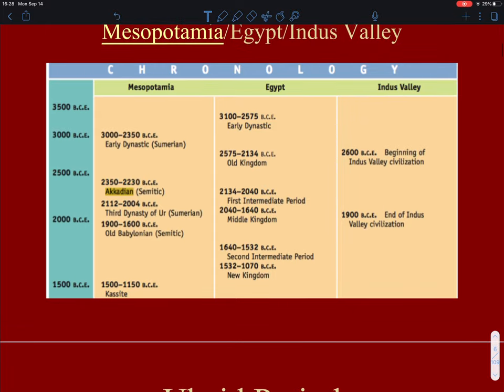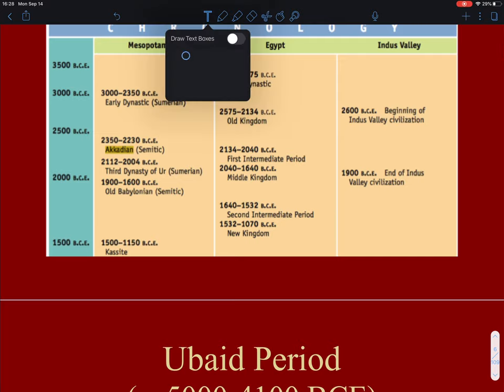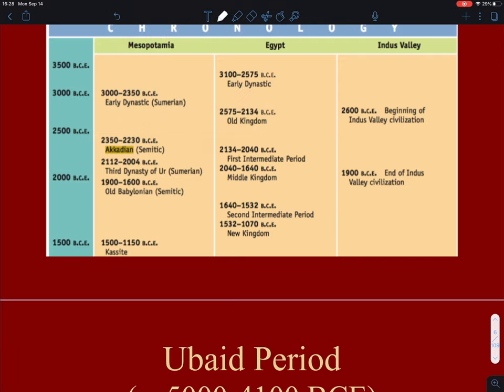But the achievements that the whole culture has had thus far resurfaces again in the third dynasty of Ur, which is again Sumerian, until once again it gets to the Old Babylonian. And by 1500, you see that we are talking about yet another population, meaning the Kassites, and we'll talk about the Kassites later on when we get to it. This is a general chronology.